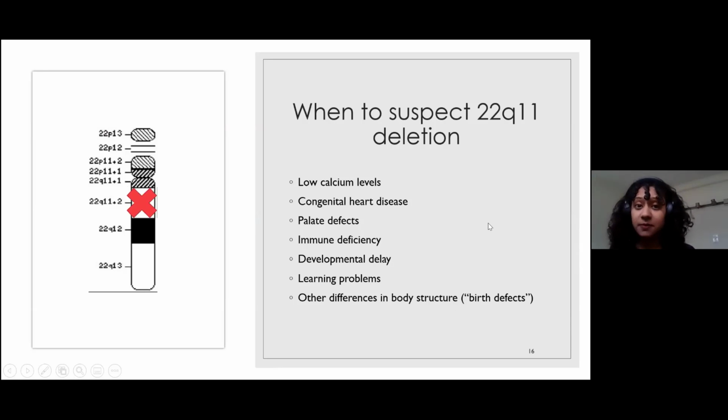A lot of times people with 22q, especially in infancy, will have low calcium levels. They could be born with congenital heart disease. They'll have those palate defects that we talked about. They might have specific immune deficiencies, developmental delay or learning problems, and other differences in their body structure that people might know of as birth defects. So if you ever see a combination of these, as a physician or even as a parent, you can say, hey, I should get my child tested for 22q.